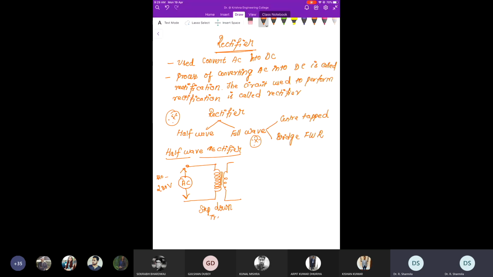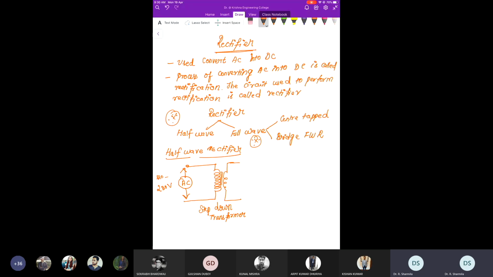Why am I using a transformer here? Because it is not possible to apply the 230 volt directly to the diode. Suppose you apply 230 volt directly to the diode, what will happen? The diode will burn. So you have to reduce the voltage level. In order to reduce the voltage, we are going for the transformer. Here I am using a step down transformer, which means it will reduce the voltage level.